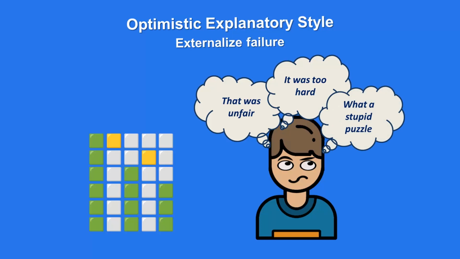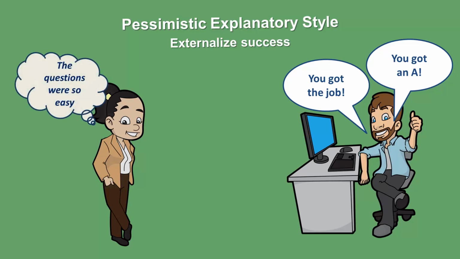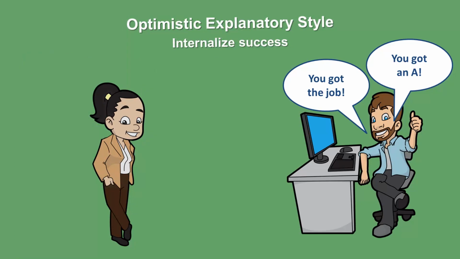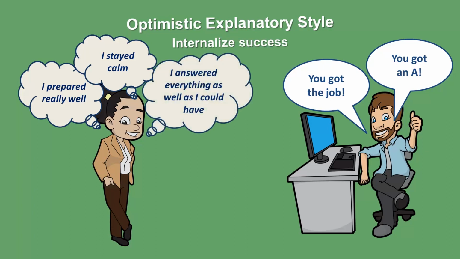Or let's say we have some success and we get an A on a test or we do really well on a job interview and get offered the job. With a pessimistic explanatory style, we externalize the cause of our success. These questions were so easy, anyone would have done well. But with an optimistic explanatory style, we internalize the cause of our success. I got that grade or aced that interview because I prepared really well, and I stayed calm, and I answered everything as well as I could have.